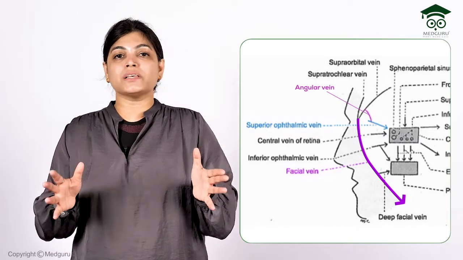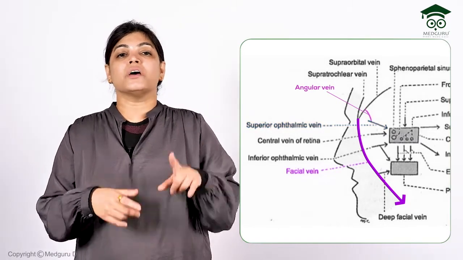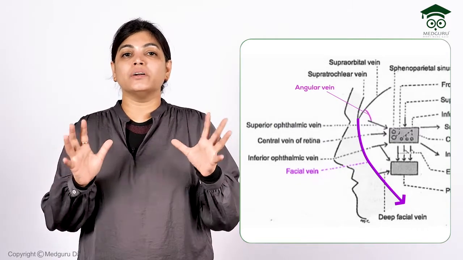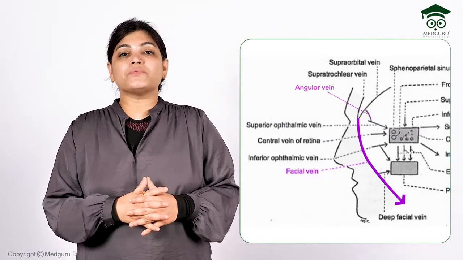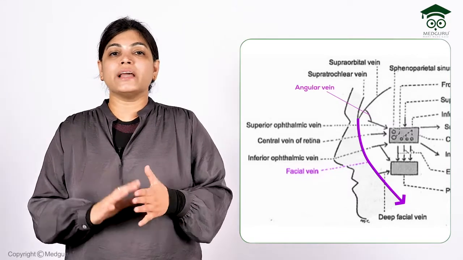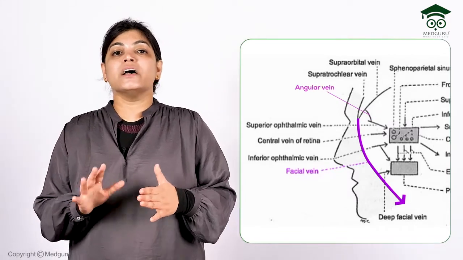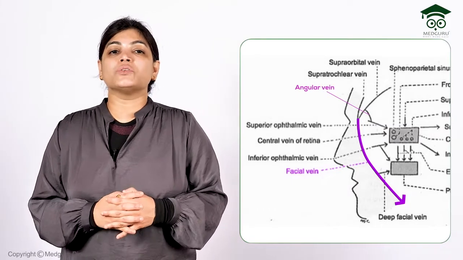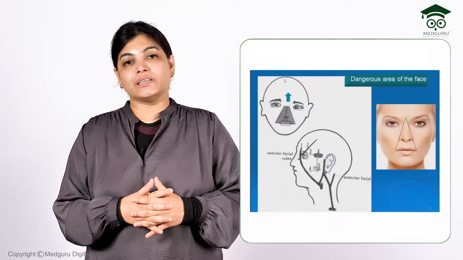So if a long question comes, you have to mention all the tributaries and also all the communications, and show a good labelled diagram. Thereafter, we have completed all important relations, location, extent, tributaries and communications. At the end, I would like to give the applied anatomy of the cavernous sinus.